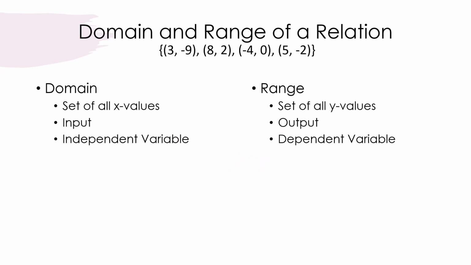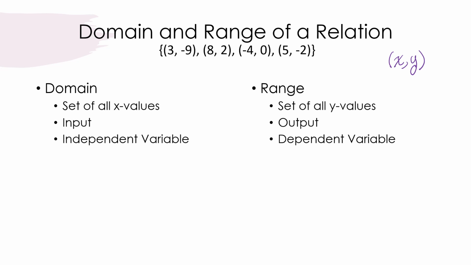A relation is made up of two parts, the domain and the range. The domain is all of our x values in the relation, and the range is the set of all y values in the relation. You might have seen them called by these other names: input, or independent variable, for domain; output, or dependent variable, for the range. Remember that in an ordered pair, the x is the first coordinate, the y is the second coordinate.